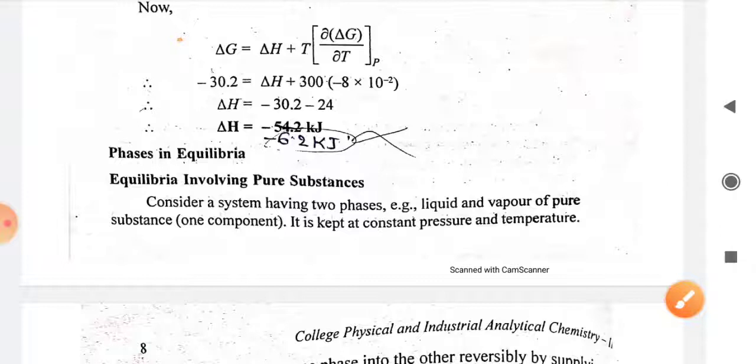So this is how we use this equation for calculation of Gibbs free energy, enthalpy, or the temperature coefficient. That is the importance of the Gibbs-Helmholtz equation.